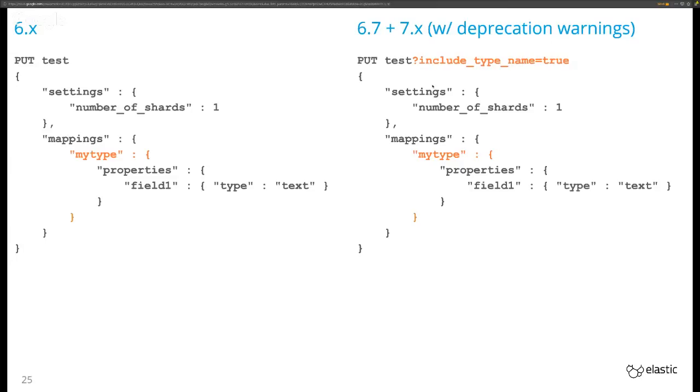And I wouldn't have to change the format of my request body at all, and Elasticsearch would understand how to read this request. Now remember, in 7.x, you're going to start to get deprecation warnings, which will show up in your Elasticsearch deprecation logs, as well as in the headers of the response from Elasticsearch from this API call.